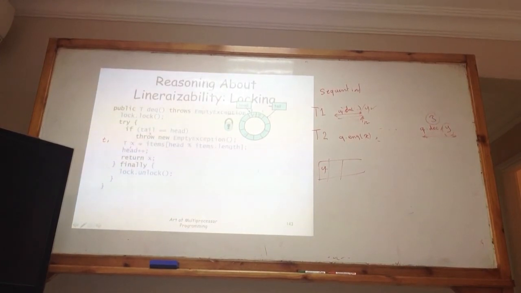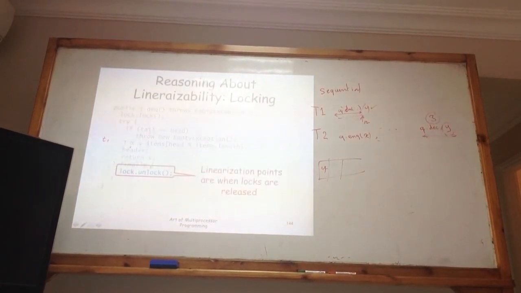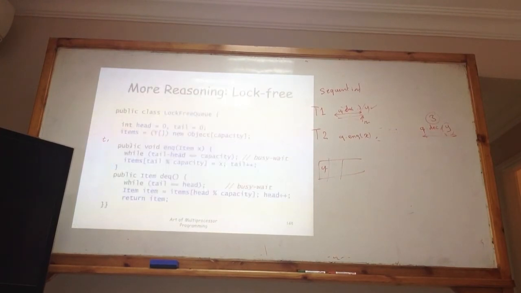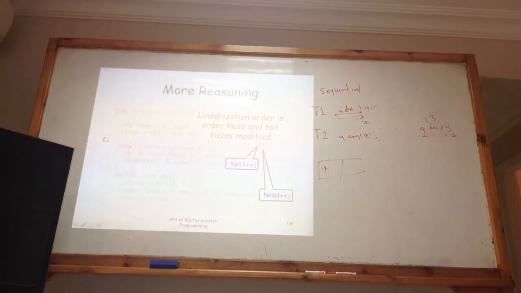Okay, so actually this example is easy. You can say the linearization point is the unlock, because when it happens, everything is visible. So it is very easy to find the linearization point. For this example, the linearization point would be the tail and the head plus plus, which we talked about. This would be your linearization points, where the order is maintained.